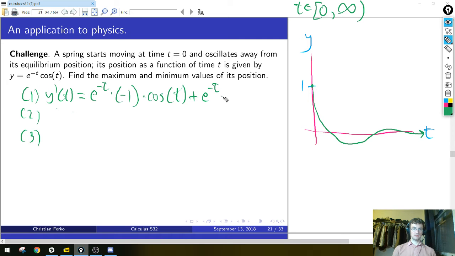Did I miss my button? Negative sine of t. Good, okay, yeah. Sorry, you cut out there. Yeah. Good, okay, so where is this 0?